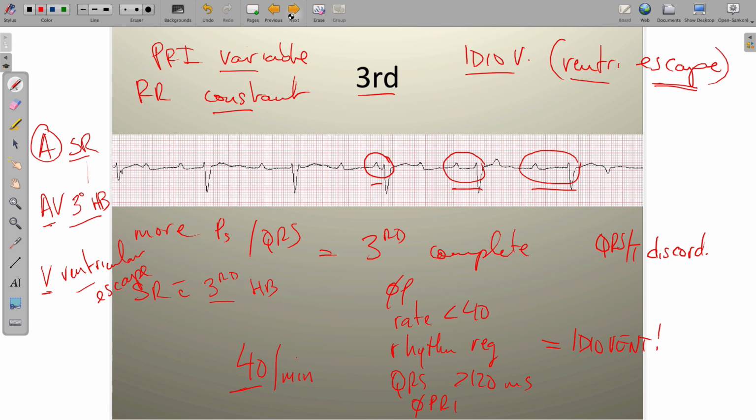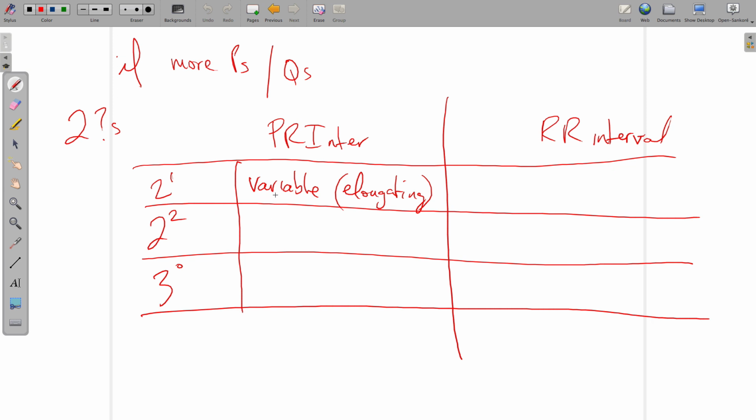So it is sometimes better to think about it as being variable as opposed to simply elongating. Even though it is elongating, I like to think about it as variable because this allows you to see that we have to differentiate second-degree type 1 from third-degree. In the end, it doesn't really matter. It's just to say that it is not constant.